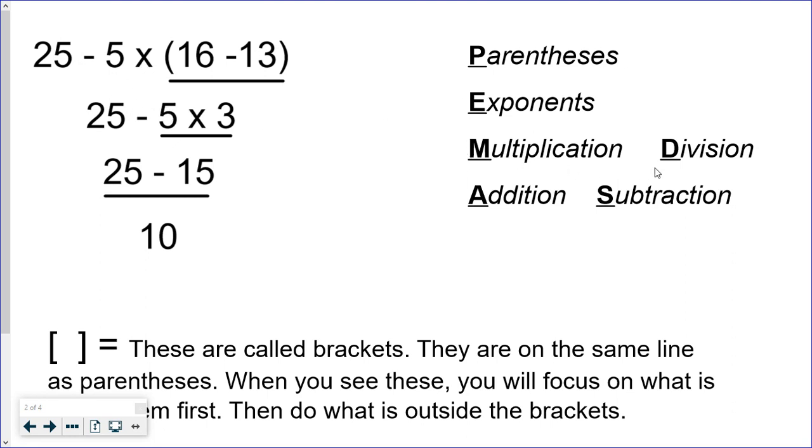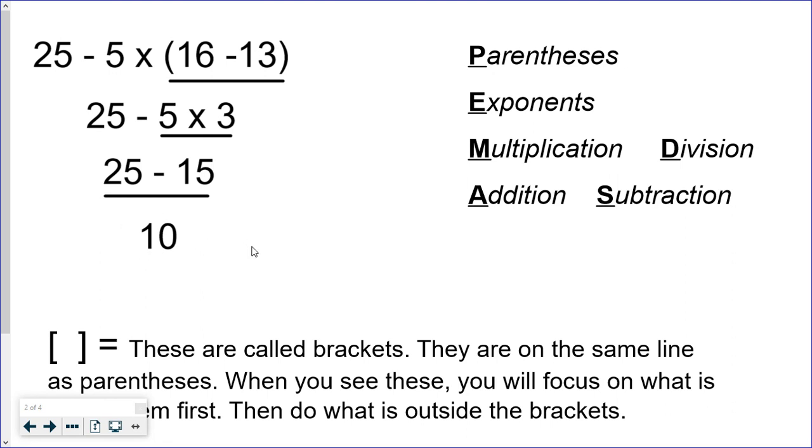Then the next thing I'm going to look for is multiplication and division. I see that I have a multiplication problem here, which is 5 times 3, and 5 times 3 is 15. And then I bring the 25 minus sign down because I haven't done anything with that yet. Then I look for addition and subtraction, which obviously I have a subtraction left over. So I take 25 minus 15, and that final answer is going to be 10.